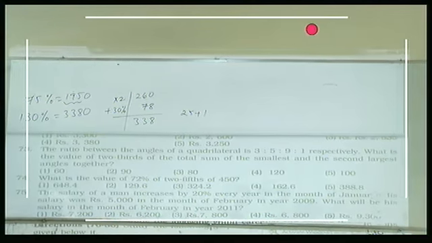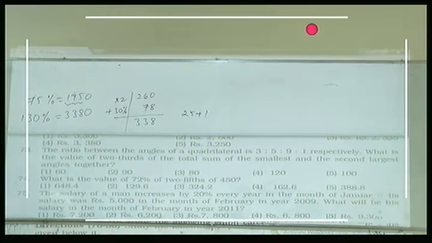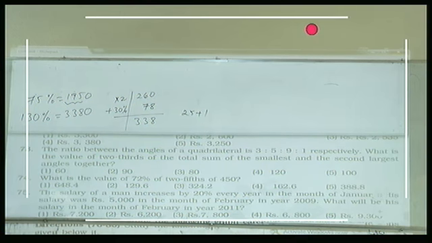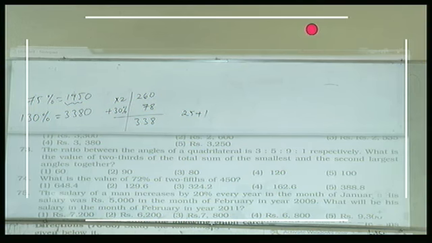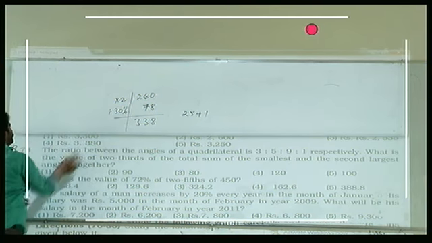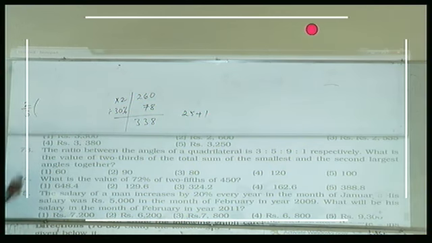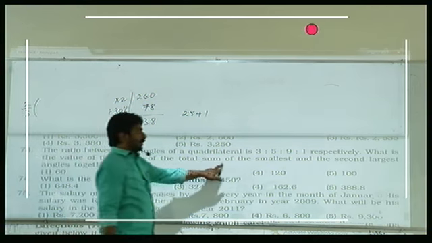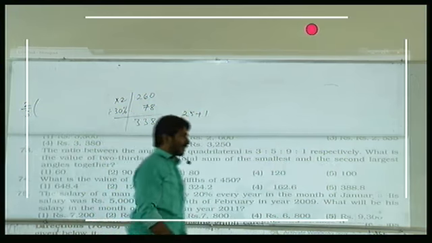Next 73. The ratio between the angles of the quadrilateral is 3:5:9:1. So total how many parts do we have? 18 parts. What is the value of 2/3 of the total sum of the smallest and second largest?